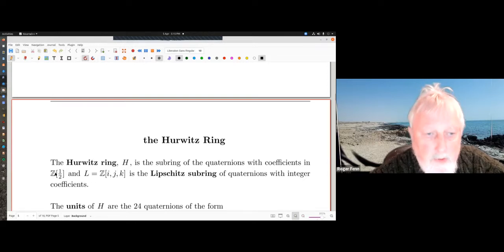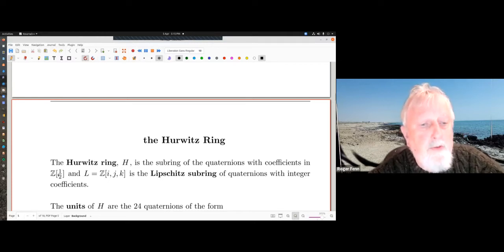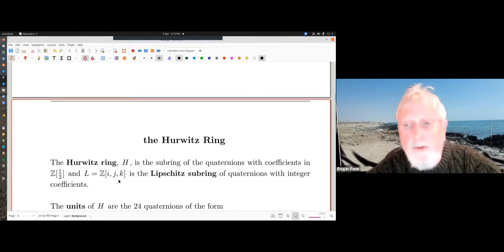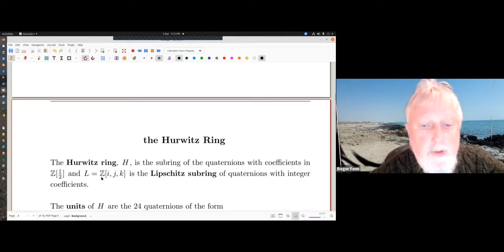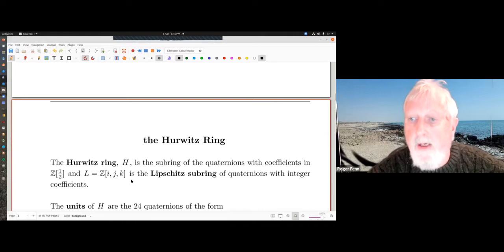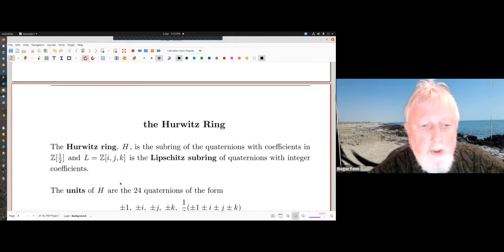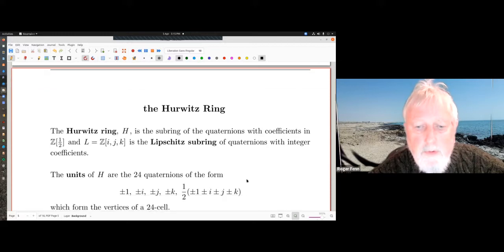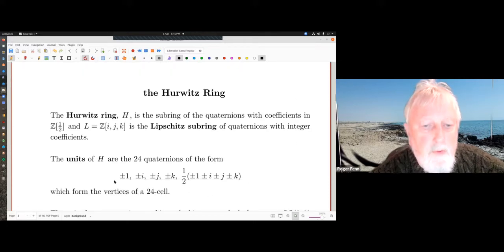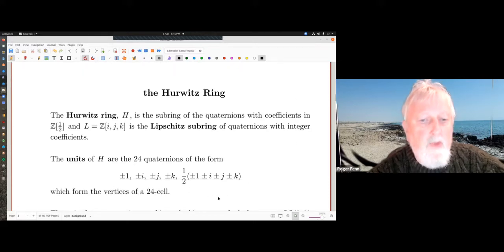you need the Hurwitz ring, which is bigger, because the Hurwitz ring has a sort of Euclidean algorithm, which the Lipschitz ring doesn't have. So that's why it's a better ring. Okay. So what are the units of H? So these are the invertible quaternions. They've all got unit length. And there are 24 of them.